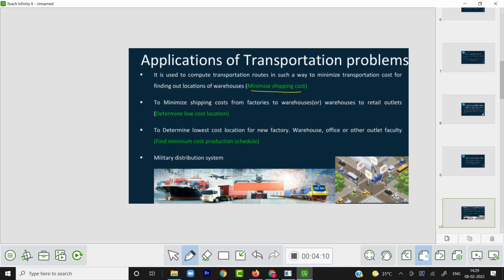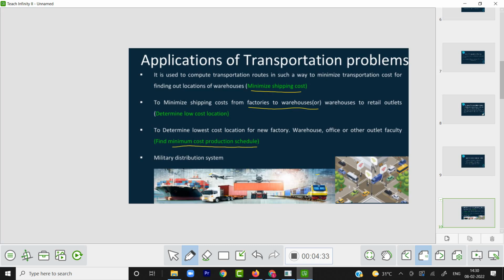To minimize the shipping cost from factories to warehouses, we use the transportation model to determine the lowest cost. To determine the shortest or optimal location, we find the cost for that particular location, and we use the transportation model.